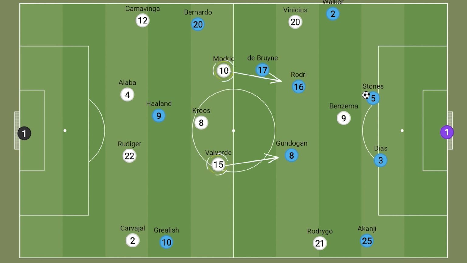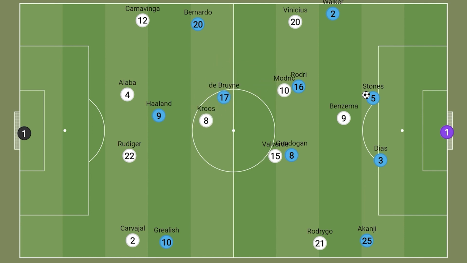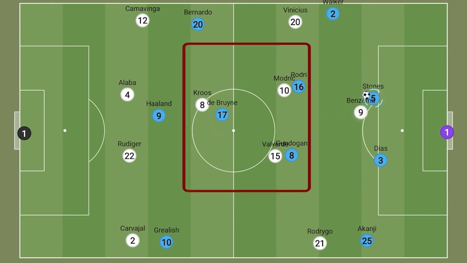This would then be backed up by Valverde and Modric looking to press the City double pivot, and what this would now mean is that Kroos could stay closer to De Bruyne, where he was looking to explore the spaces between the lines. So now they had kept Stones deep, meaning that in the midfield they could remain man-to-man rather than overloaded.